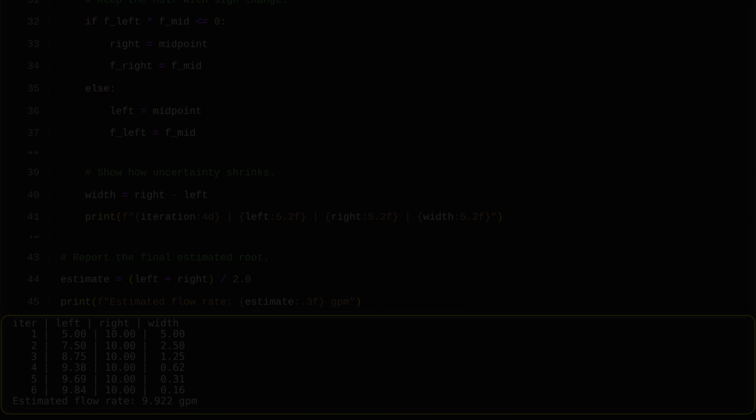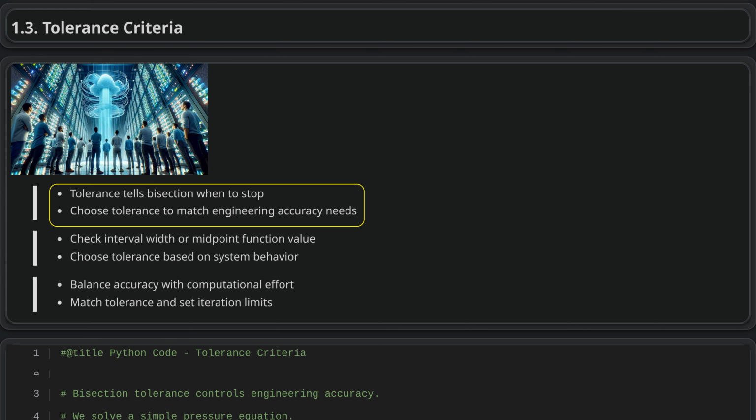Tolerance criteria. In bisection root finding, tolerance sets the stopping point for when an estimate is accurate enough. The method repeatedly halves an interval that contains the root, so the error decreases in a predictable way. Because different problems need different levels of accuracy, the tolerance should match the practical requirement, such as a looser setting for a phase change estimate and a tighter one for a structural calculation.